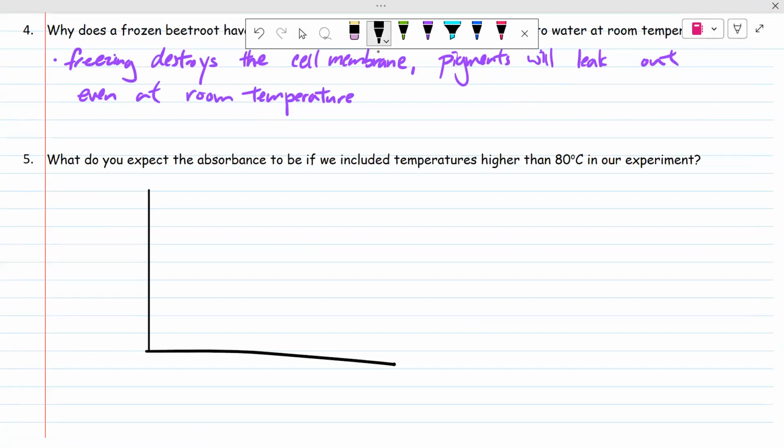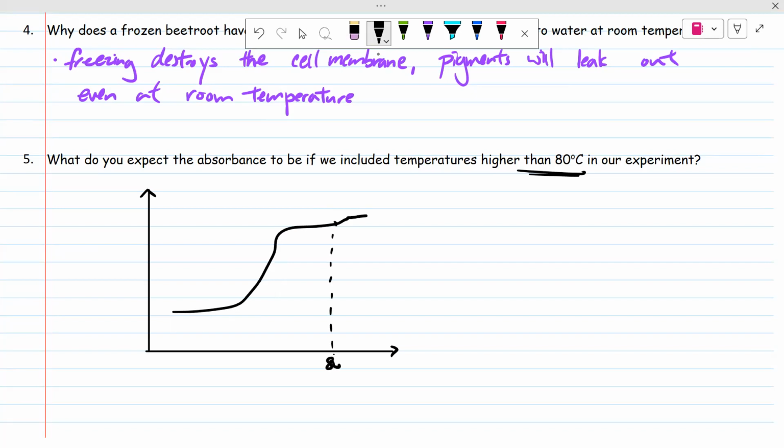So the graph was probably the most problematic question for a lot of the groups. There's a video that shows you how to do it, okay? So, watch it. But obviously, you're not going to have to graph on the test. This question does ask, what do you expect the absorbance to be if we included temperatures higher than 80 degrees? So your graph looks something like this, right? And this is about 80 degrees.